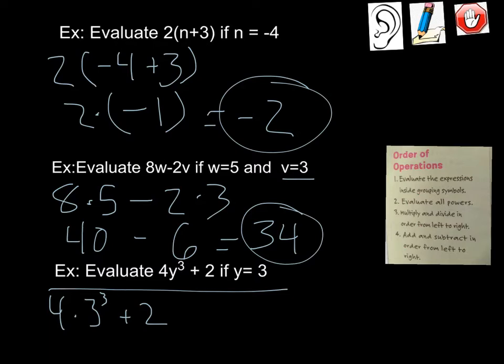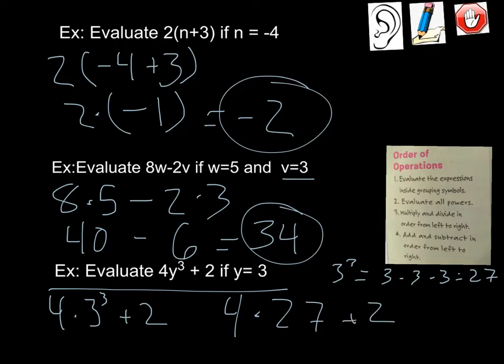So again, using order of operations, I have no grouping symbols, so I can cross out number 1. I have to evaluate all powers. I do have a power here, so I need to solve that first. So I'm going to rewrite there. 4 times 3 to the third power is 3 times 3 times 3, and that equals 27. So now I'm going to rewrite 27 in there. And now I'm just going to add my plus 2.